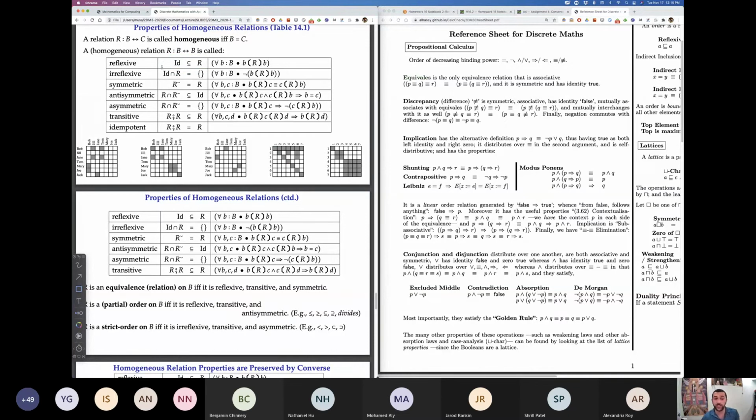Irreflexive means you do not have anything on the diagonal. So this relation is irreflexive, right? Or if you think of it as graphs, irreflexive means there are no self-loops. No self-loops are allowed. Okay.